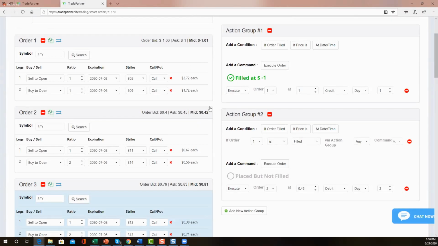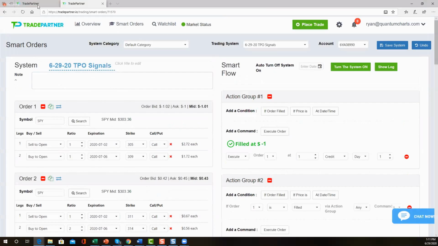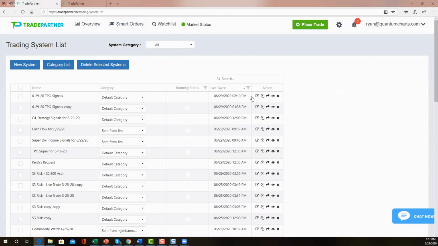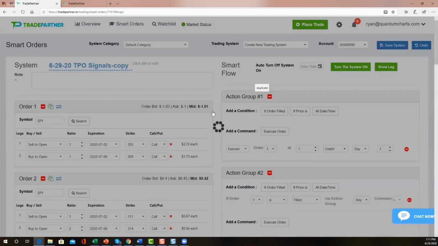So filled at 1, now trying to get in order 2 at a total of 45. Let me see where we're at with this. This also should get filled fairly quickly, actually. If it's not getting filled fairly quickly, it's a bit concerning. Yeah, the ask is at 45, so it should be filled here. All right, so that's the first one. Now I'm going to go back to smart orders, and I'm going to do a copy of that one. And I'll do the bullish first, okay?